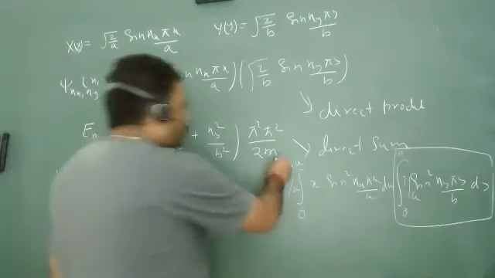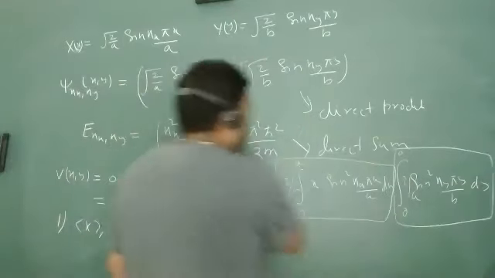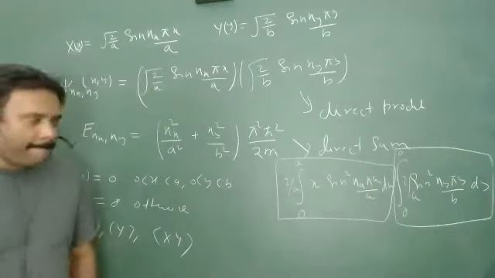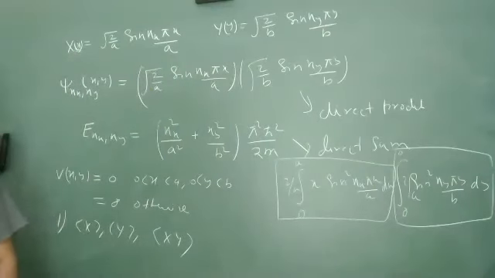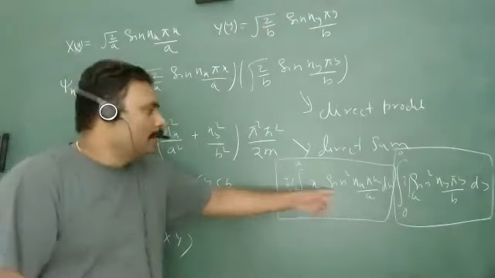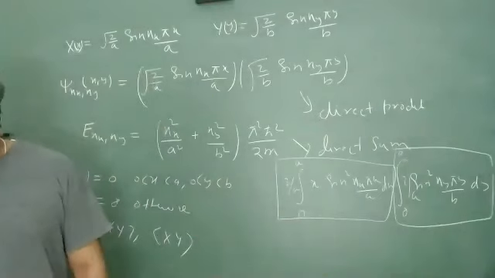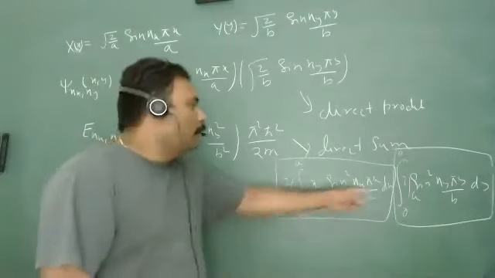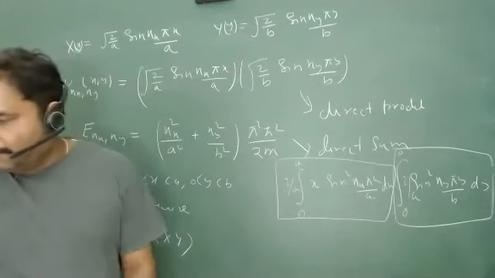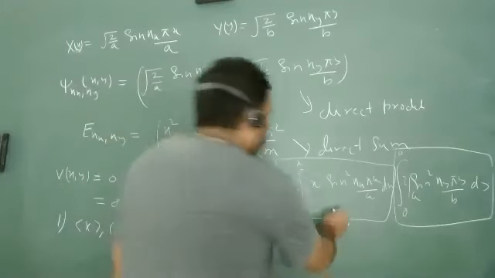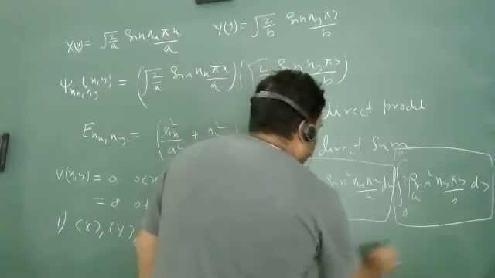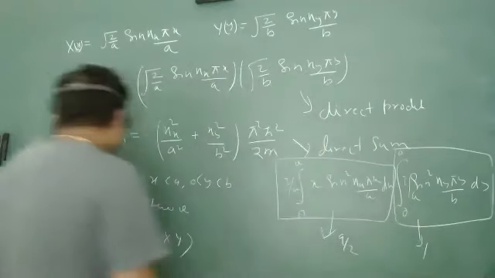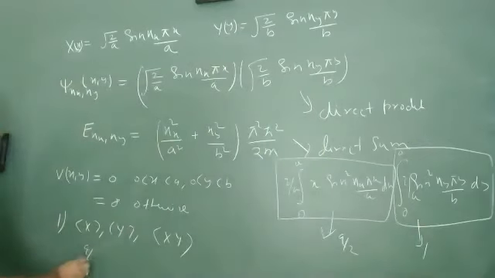What is this integration? How will it become A by 2? This is nothing but the expectation value of x in one dimension. So this will be A by 2. And this will be 1. So what will be the answer? This will be A by 2.